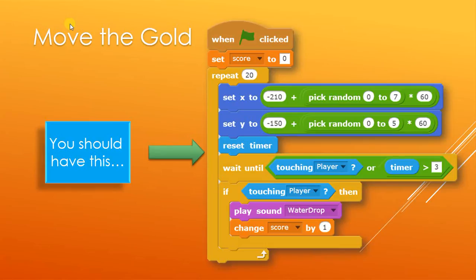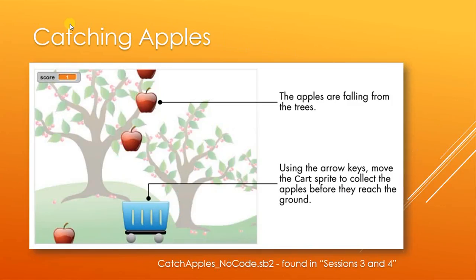Okay, guys, we're going to move on. The full game is on your flash drive. All right, so you can check that out at home. Okay, let's move on. You don't need to save because the completed game is on your flash drive. Okay, next one. Okay, we're going to do another game. All right, this one is called Catching Apples. Guys, please stop with the sounds.